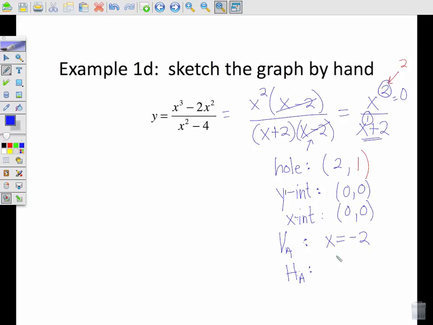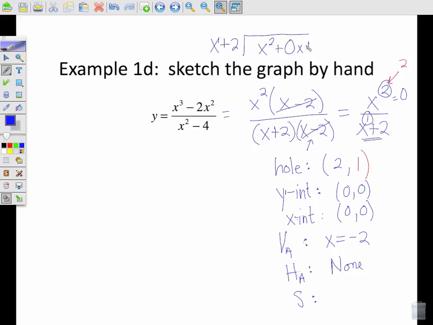Horizontal asymptote, you're going to look at the degrees. The degree on top is 2. The degree on bottom is 1. You're comparing 2 to 1. It's bigger, so you have no horizontal asymptote, none. But you do have a slant. And this is how you find your slant asymptote.